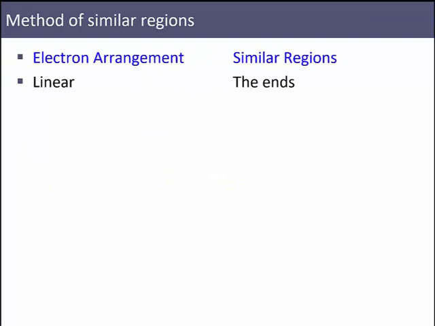So looking at our electron arrangement for a linear molecule, we're going to look at the ends, right? So something that would be like H2, right? They're similar, it's going to be nonpolar. Something like HCl, those are different, it's going to be polar.